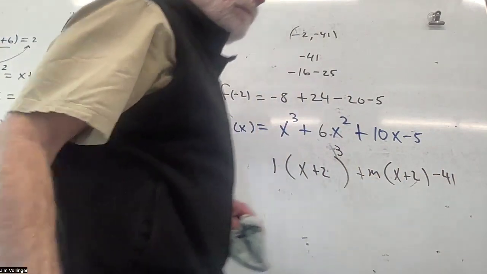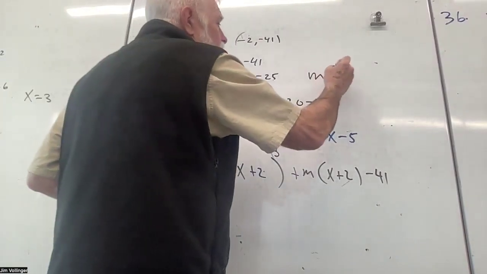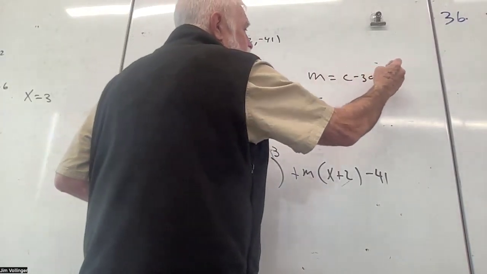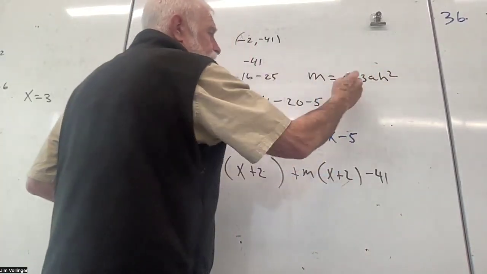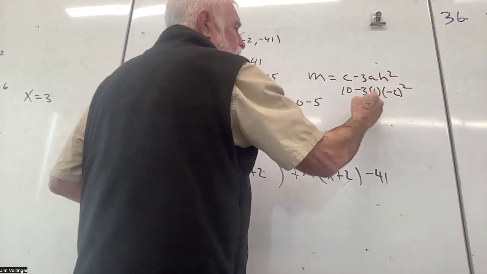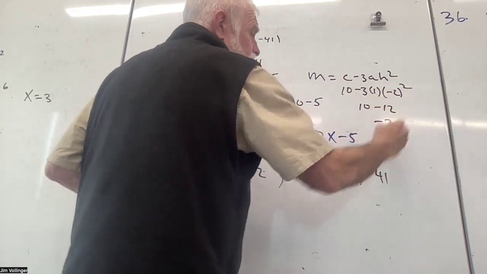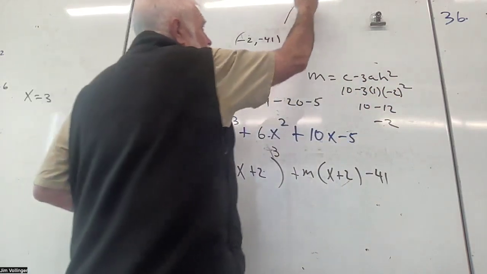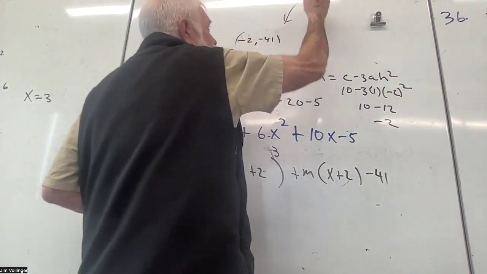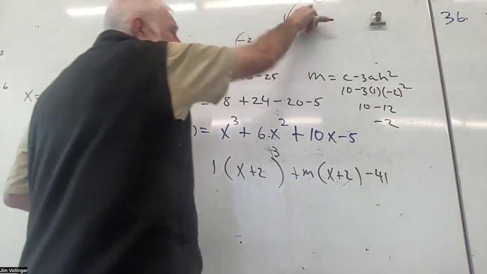All right, move on. Oh, you want to know how to get m? m is equal to c minus 3ah squared. C is 10, a is 1, h was minus 2 squared, and that's 10 minus, looks like 12. Looks like we're going down at 2 to 1, which means that I'm not going down for long. You got a function that looks like that. And at -2, -41, you got that point of inflection.